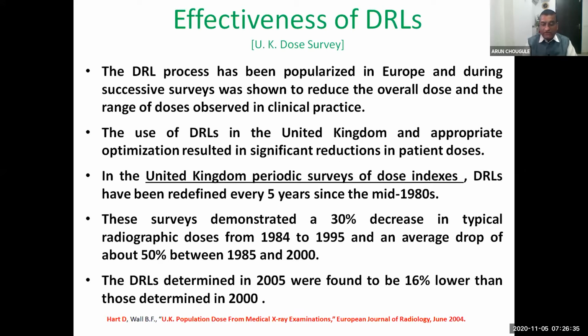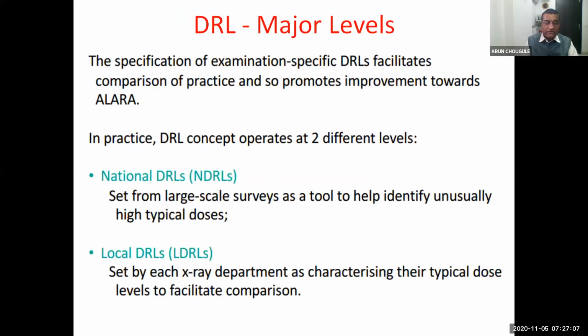These surveys demonstrated a 30% decrease in typical radiographic doses from 1984 to 1999, and an average drop of about 50% between 1985 and 2000. Therefore, DRLs determined in 2005 were found to be 16% lower than those determined in 2000. So DRL estimation and study definitely helps to bring down the radiation exposure and overall doses to the patient, to the public, to the population.